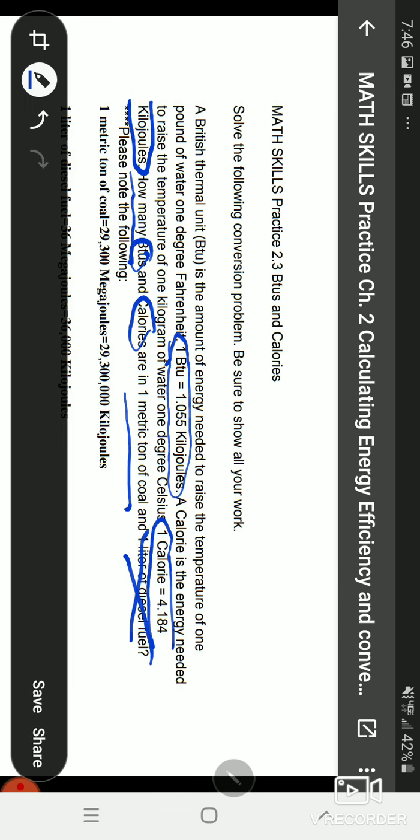These are your conversion factors. Okay, that 1 calorie equals 4.184 kilojoules. All right, so these are going to be really large numbers, just so you're aware. So you always start with what we're given, which is 29,300 megajoules. Everything is in kilojoules here, so I'm just going to keep it at that.